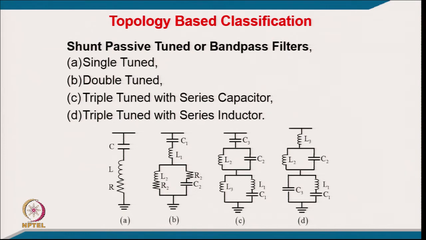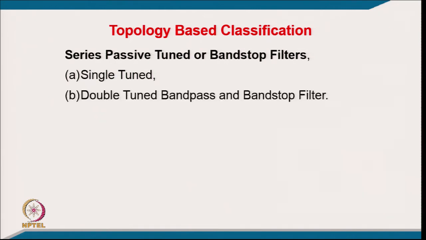So, there is a passive shunt tune or band pass filter. Coming to series passive tune or band stop filter. Band stop means it is virtually blocking, stopping a particular band of frequency. So, it can also be single tune for a single frequency or double tune for double frequency.